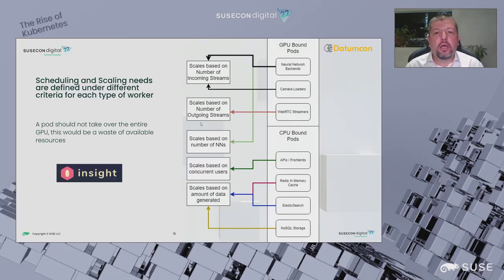So first of all, how do you schedule it? Well, there's going to be a certain number of containers that are GPU bound. So they have to be scheduled depending on the GPU resources. This includes backends that include neural networks. This includes, in many cases, the software that is reading the camera stream. You want that to be efficient.